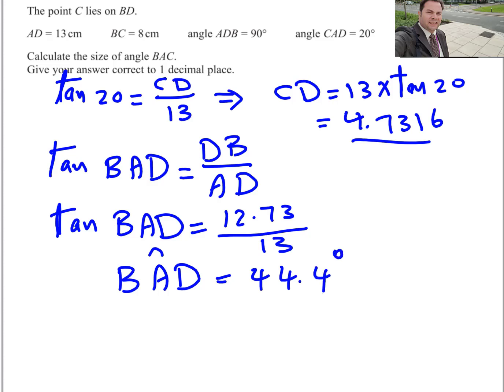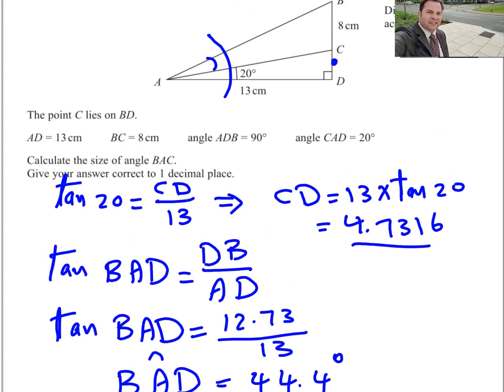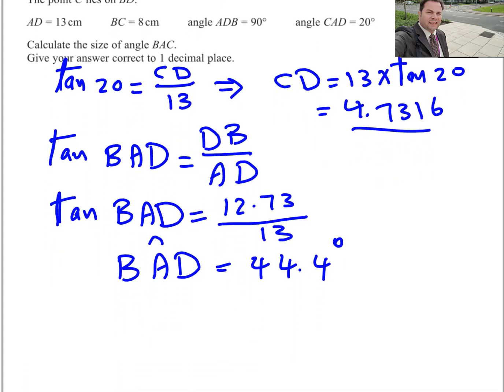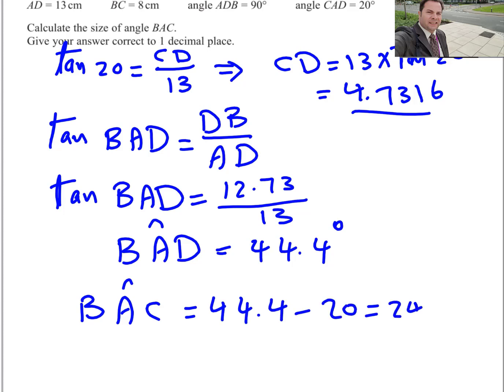44.4 degrees. So subtract 20, because now we have the measure of this angle, the biggest one. Subtract 20, you can find the measure of angle BAC. So angle BAC is 44.4 minus 20. So the answer is 24.4 degrees.